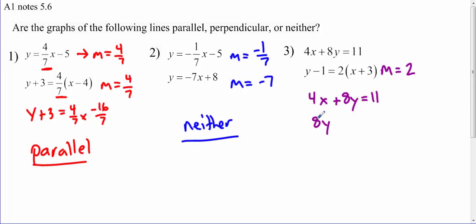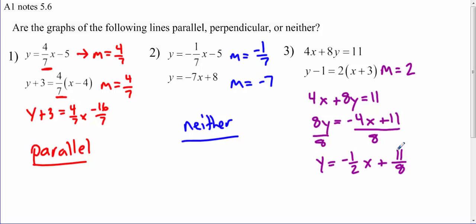Now what I'm going to do is subtract 4x from each side and write it this way, -4x plus 11. I'm really headed toward slope-intercept form. So y is equal to -1/2 x plus 11/8. Now, the reason I did all of this work is to get essentially one piece of information right there. I know the slope is -1/2. Slope of 2, slope of -1/2, those are perpendicular.